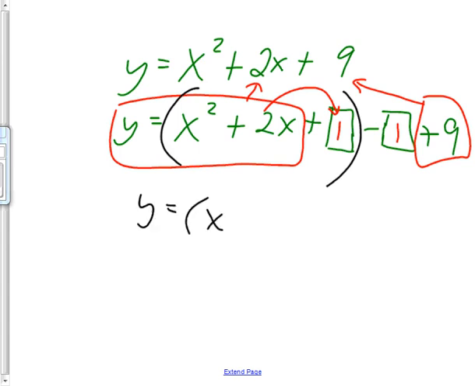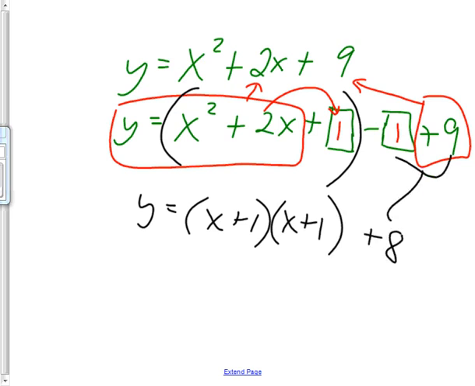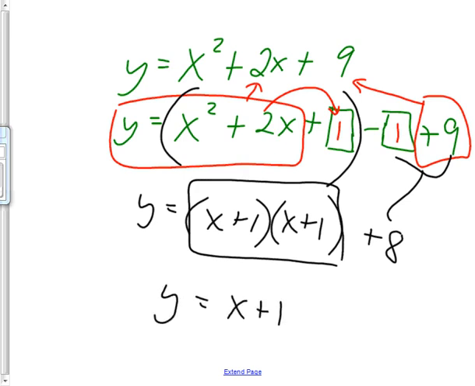Y equals x plus 1, x plus 1. And then this part here makes 8. And you may skip over this step right here if you want to. You can just jump right to this answer once you get good at these. Squared plus 8. That way you have vertex form just a little faster. Final answer, what's the vertex? Negative 1 comma 8.